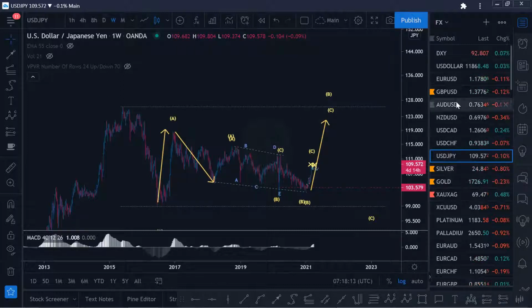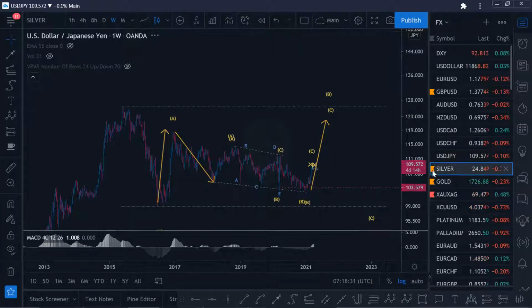So like I said, when you go through all these dollar pairs, a lot of them are looking like they've turned. Yen and Swiss look like they've turned already. Aussie dollar and New Zealand dollar look like they turned recently, and the CAD looks like it's starting to turn. Pound looks like it's starting to turn. Euro looks like it's turned already. So a lot of these charts are showing the same thing.